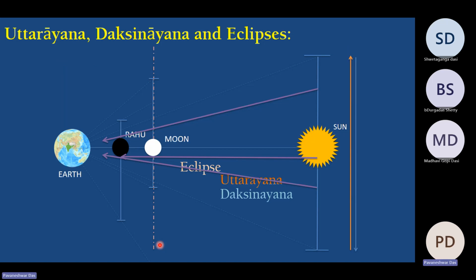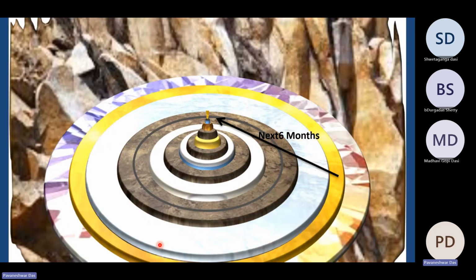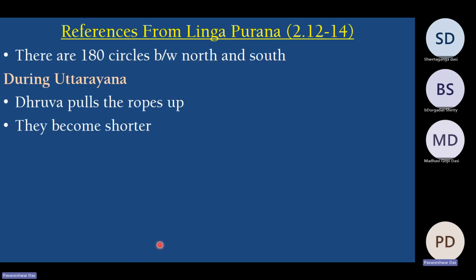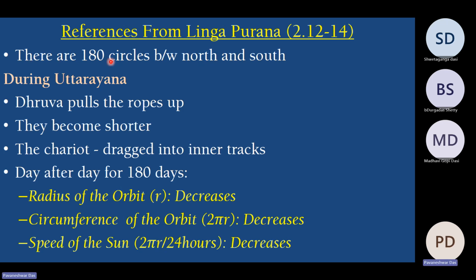What happens is briefly mentioned in the shloka, 5th canto, 24th chapter, 2nd shloka. But how it happens? We have provided so many references. We will not be seeing all the references, but one reference easy to understand is from Vishnu Purana. So this is from Linga Purana. It says that there are 180 circles between north and south. As the sun is moving from south to north or north to south, there are a total of 180 circles.